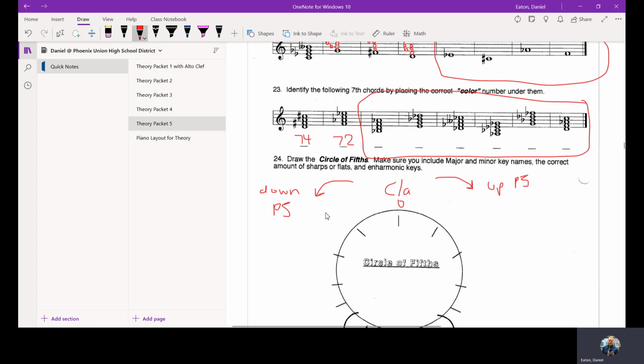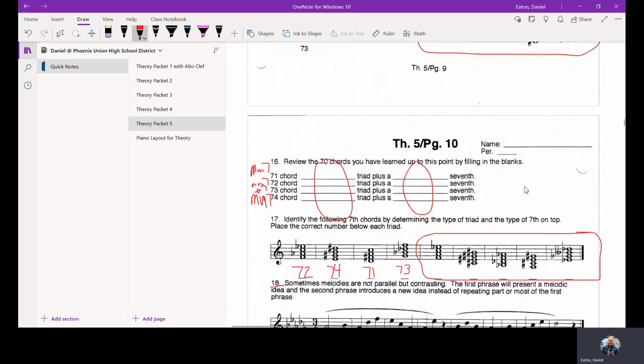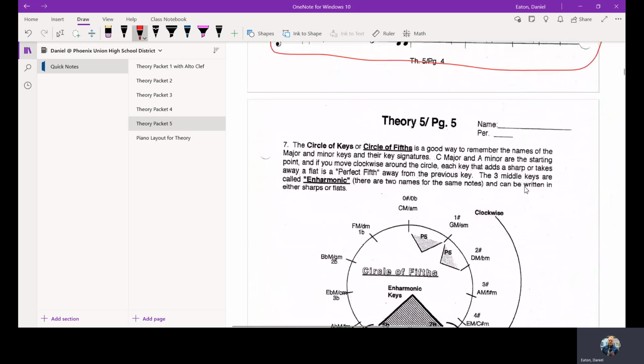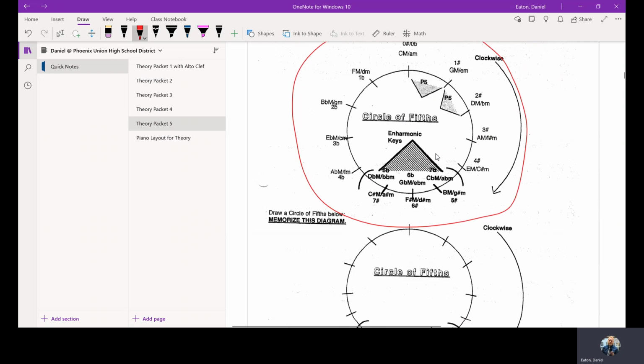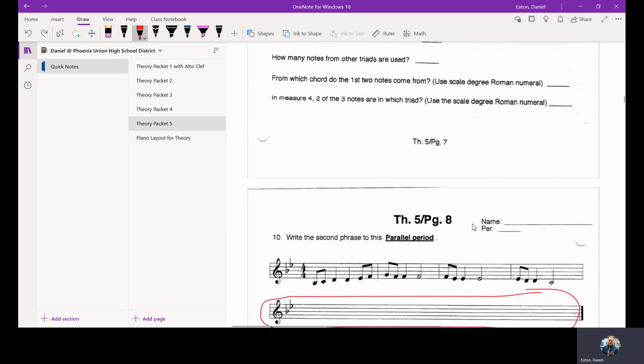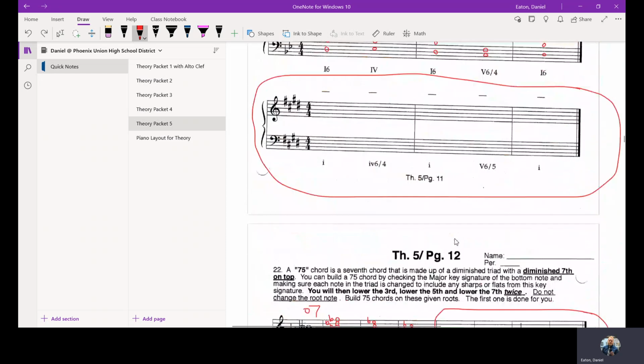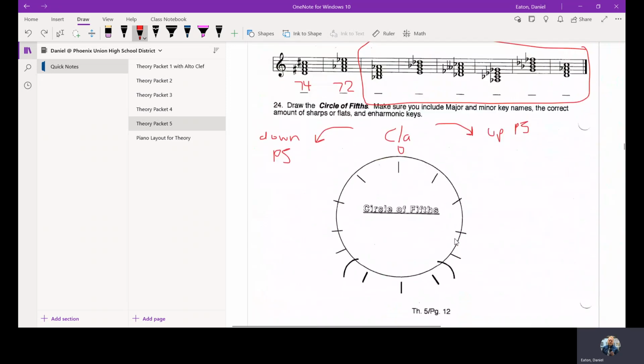If you're really, really stumped, I believe the perfect fifth chart is on page number 5. So this is what you want to check out. You can copy this and get very familiar with it. But again, your chart should look like this once you are done. And that finally finishes out the second session for theory number 5.